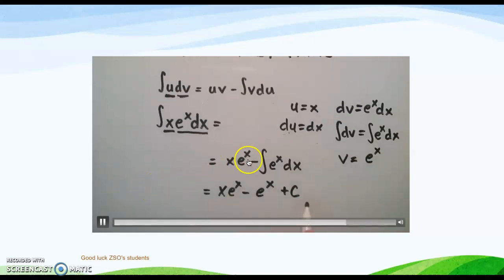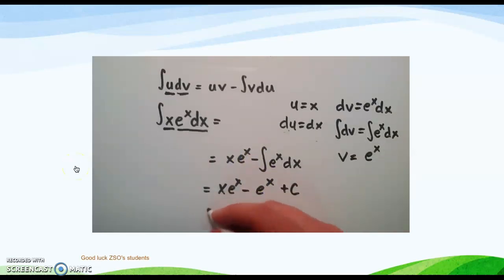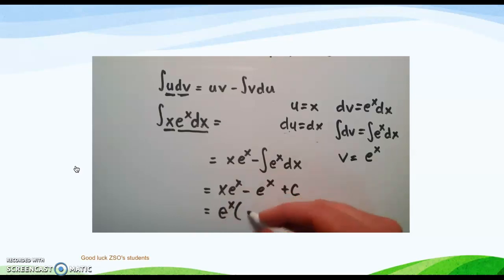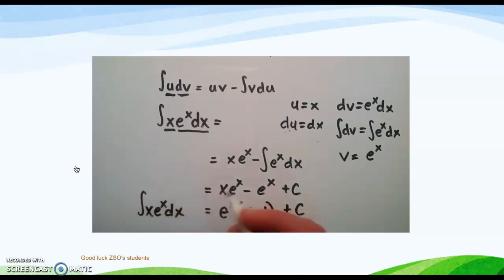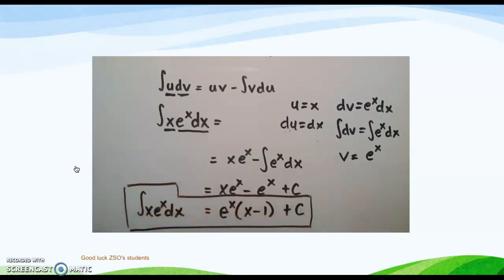So this is our answer, and we can simplify this a little bit. Factor out an e to the x out of these first two terms, so this becomes e to the x times x minus 1, plus some constant. So we solved the integral of x e to the x with respect to x. And it turns out that it's equal to e to the x multiplied by the quantity x minus 1 plus some constant. So this is the solution, and we got that by using integration by parts.